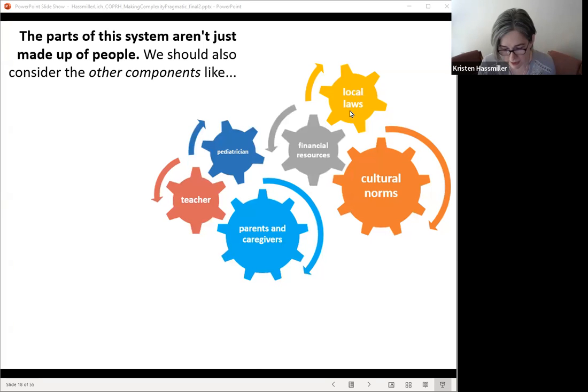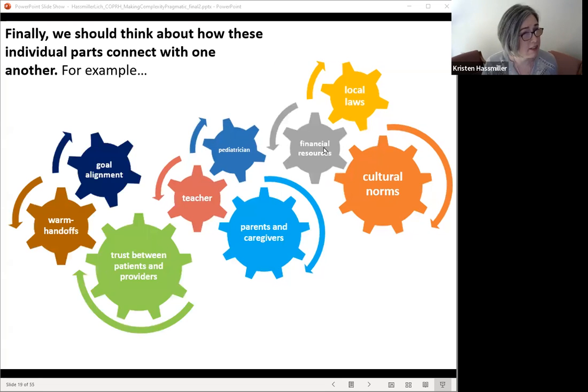So laws are an example of a formal rule, eligibility criteria for a program that's more formal, but there's a lot of informal rules too in our community about how we typically do things. So cultural norms can affect a lot of what's going on within our system and how well families are supported or how they approach supporting their children with special health needs. But there's other parts of this system too that might feel less tangible, but are all equally important.